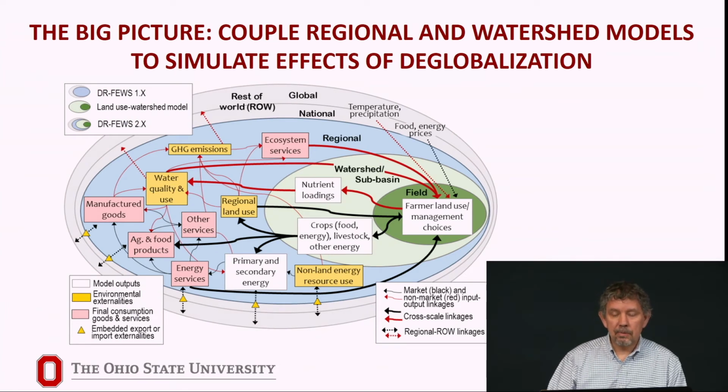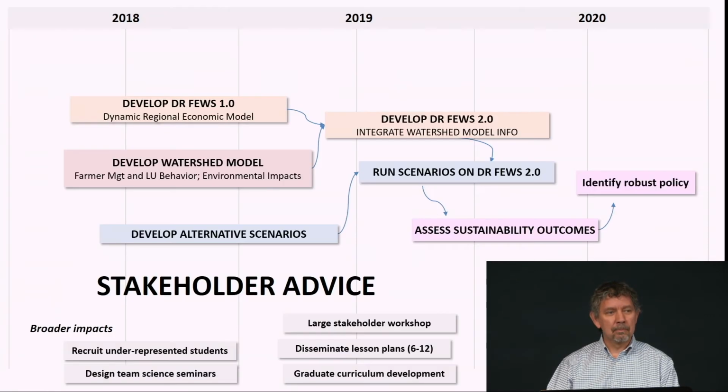Our team has proposed to develop a model to simulate the effects of deglobalization on food, energy, and water systems in a 5-state region. Just looking at this figure, you can tell there are a lot of moving parts in this model, and the work is going to be very complex. This more simple graphic highlights the various activities that we'll be taking over the next 3 years on this project.